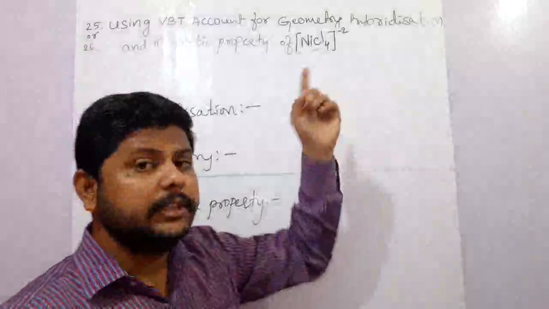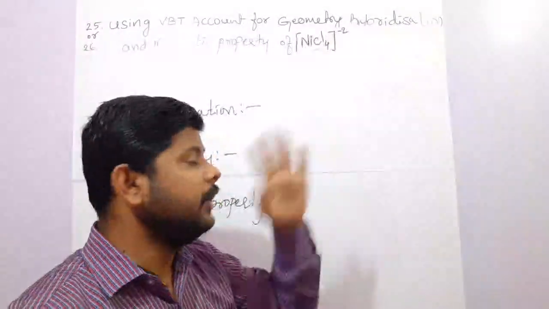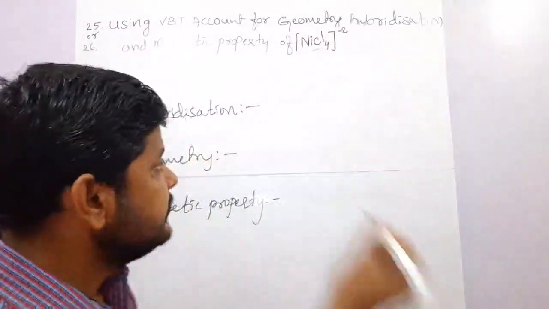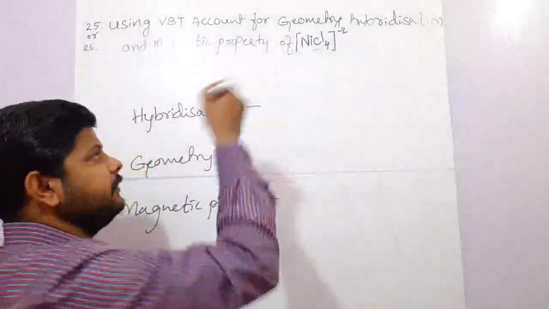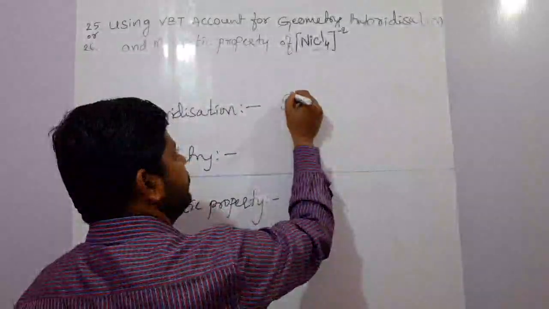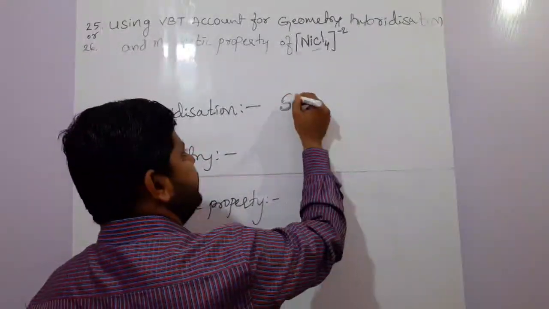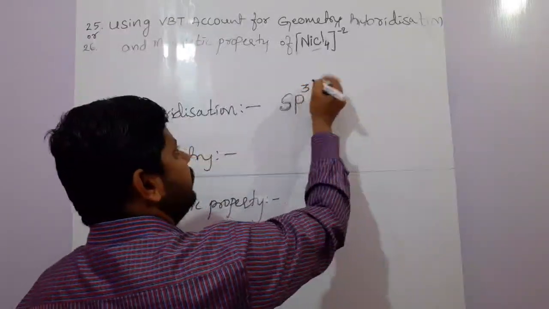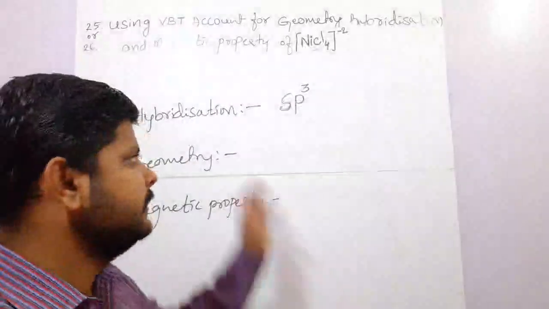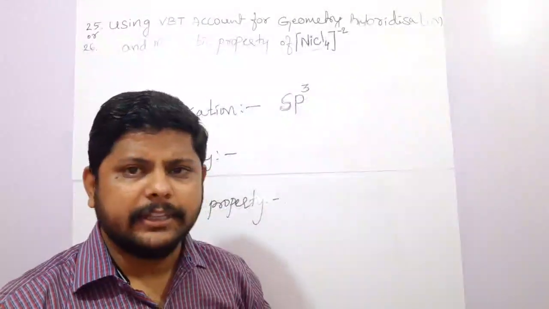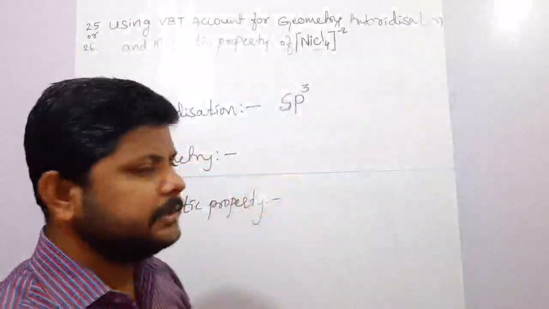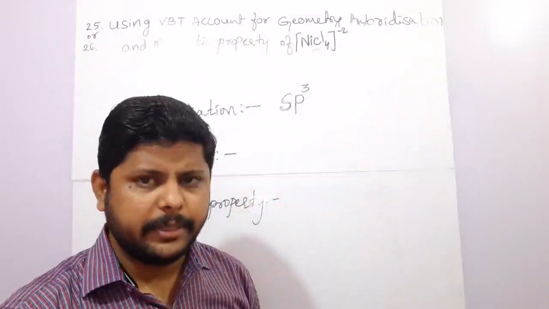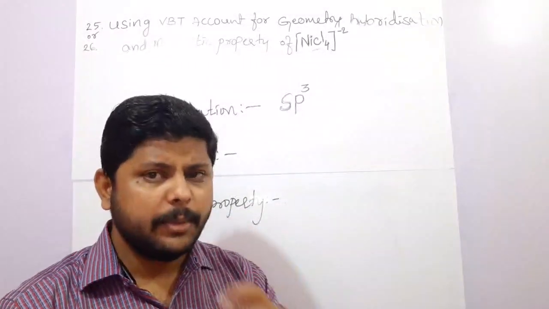Chloride is also a weak ligand, so no pairing. Here there are 4 ligands, so you have to write 4 orbitals in hybridization. For a weak ligand, the hybridization starts with S, P: 1 S and the remaining will be 3 for 4 ligands, so sp3 hybridization. It's a very simple sp3 hybridization. Whenever sp3 hybridization comes, memorize it.